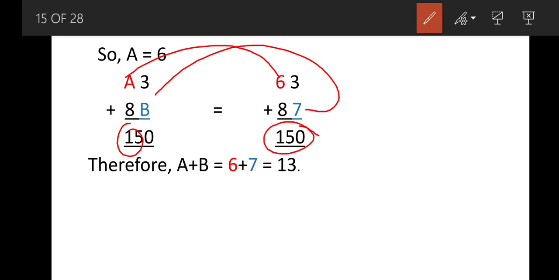So a will be 6, b will be 7, and I need to find the sum. So the sum will be 13. Simple as this. What I have done is I have just solved the unit column, and then with the help of this answer 15, I will be able to get the value of a as 6 and b as 7. So I hope this is now clear to you.